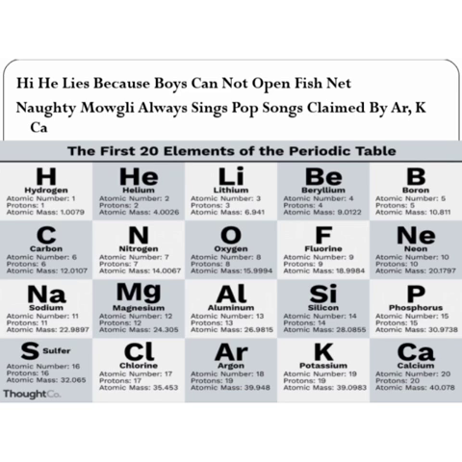Hi, He lies because boys cannot open fishnet. So H for hydrogen, He for helium, lithium, beryllium, boron, carbon, nitrogen, oxygen, fluorine, neon. The first 10 you can remember with this line. The next 10 is: Naughty Mowgli always sings pop songs, claimed by Ar, K and Ca. This is the way to remember the other 10 elements: sodium, magnesium, aluminium, silicon, phosphorus, sulfur, chlorine, argon, potassium and calcium.